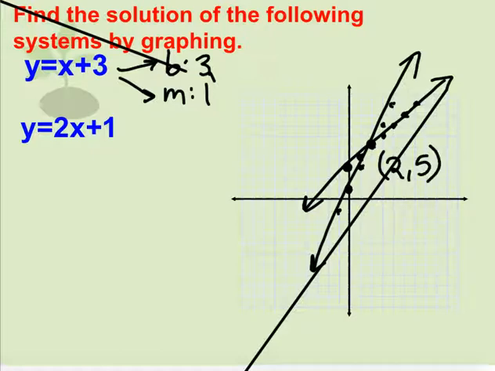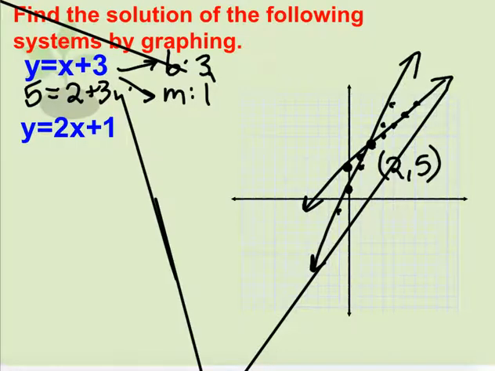In order to make sure that's correct, because my lines could have been off, I can plug them in and see that 5 is equal to 2 plus 3. Yes, that's true. And 5 is equal to 2 times 2 plus 1. Yep, that's true as well. So 2, 5 is our solution.